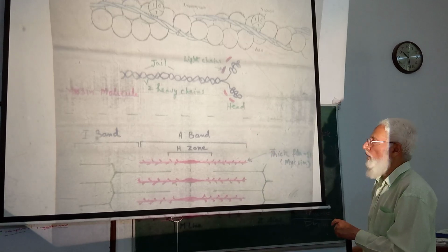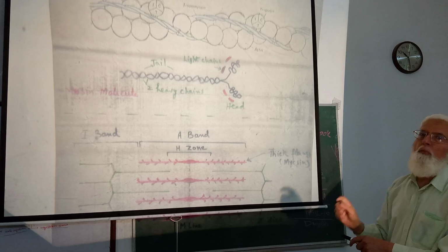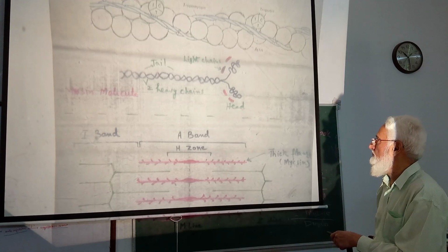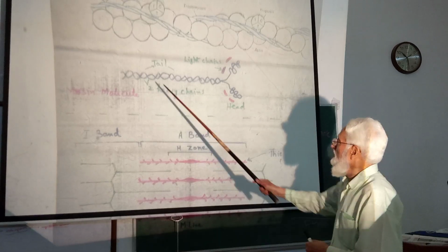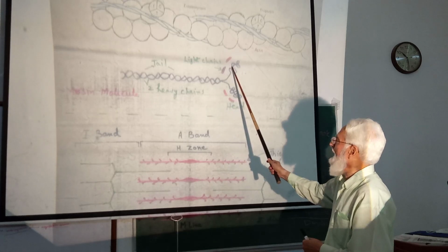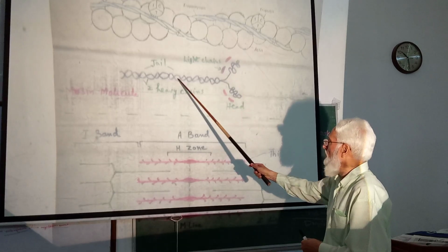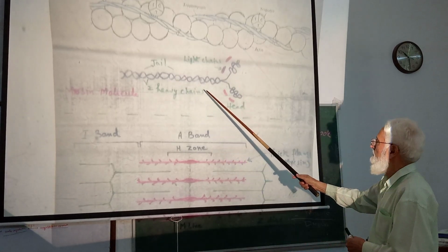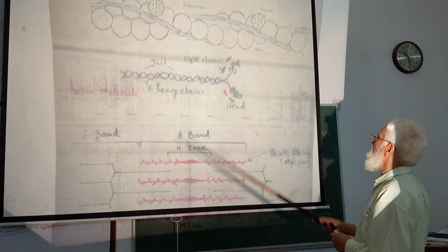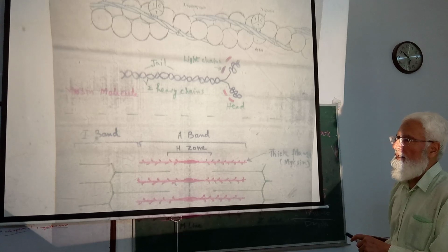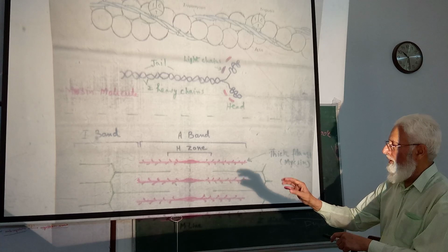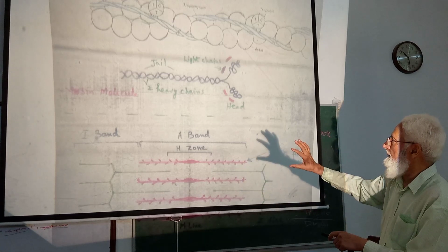There are three parts of the myosin molecule: tail or body, arm and head. These are the three parts of the myosin molecule: the tail or body, then the arm and then the head.